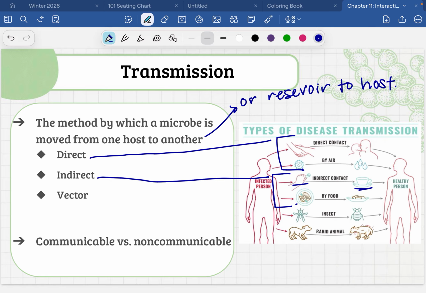It can also happen through food. So a lot of ways that food is an indirect mover of bacteria is, again, like the case of Typhoid Mary. So that bacteria lived in her gastrointestinal tract.